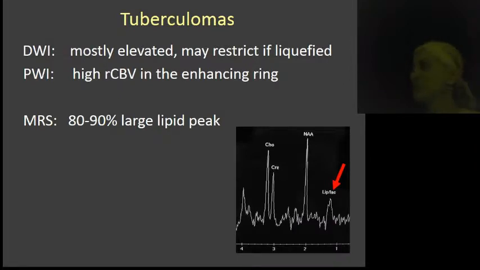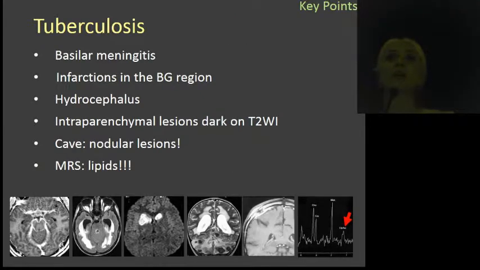In some studies, they have shown spectroscopy. I'm not going to torture you with spectroscopy. I think this is the most complicated way to diagnose infections, but still, as diffusion is mostly elevated but may even restrict, they say in questionable cases where you really don't know what to do, if you have the possibility to do spectroscopy, then this would be a good choice, because in these abscesses, you will see a large lipid peak. So these are key points for tuberculosis infection.